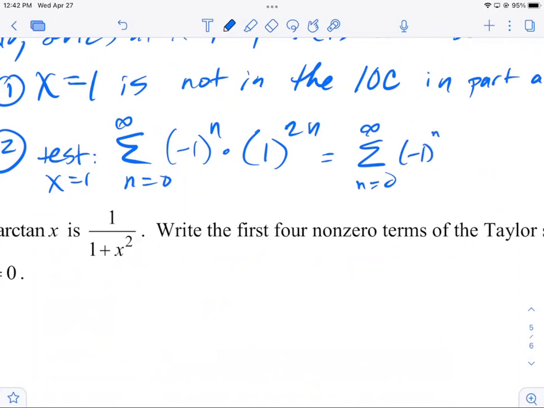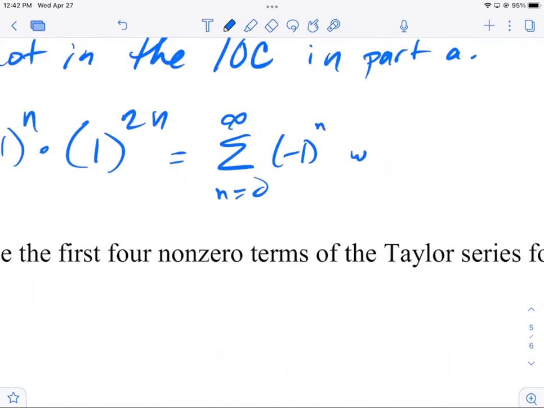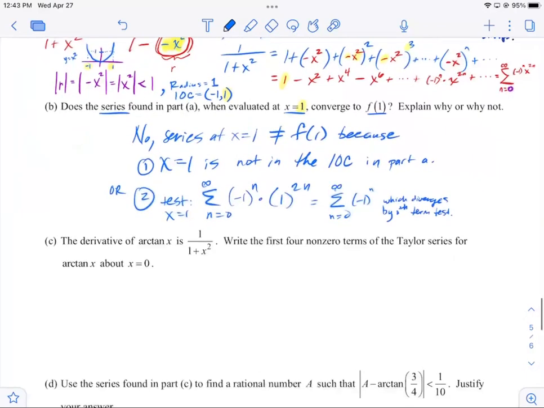Is that alternating series going to converge? No. You'll say it diverges, by the nth term test. But again, the faster way is just to do what we did above. They want you to realize that it's a modified geometric series. And unless you're taking the derivative or especially the integral, as we saw, you don't really need to test the endpoints.